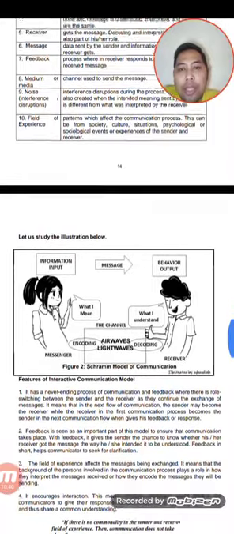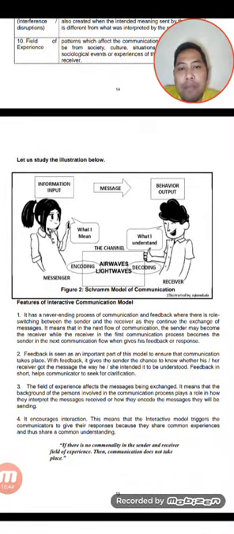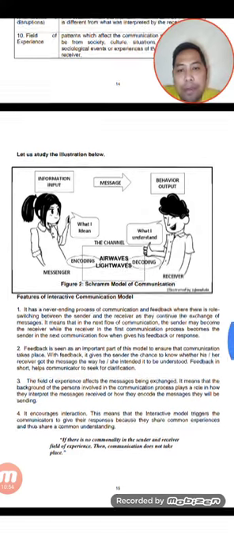So let us study the illustration below. Okay, the Schramm model of communication. We have the information, message, behavior. We have the channel, the airwaves, light waves, encoding, decoding, the messenger, and the receiver.